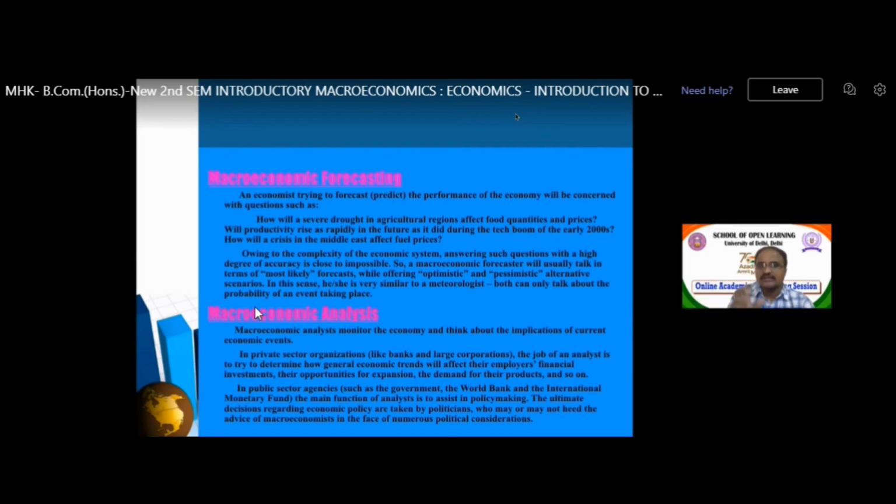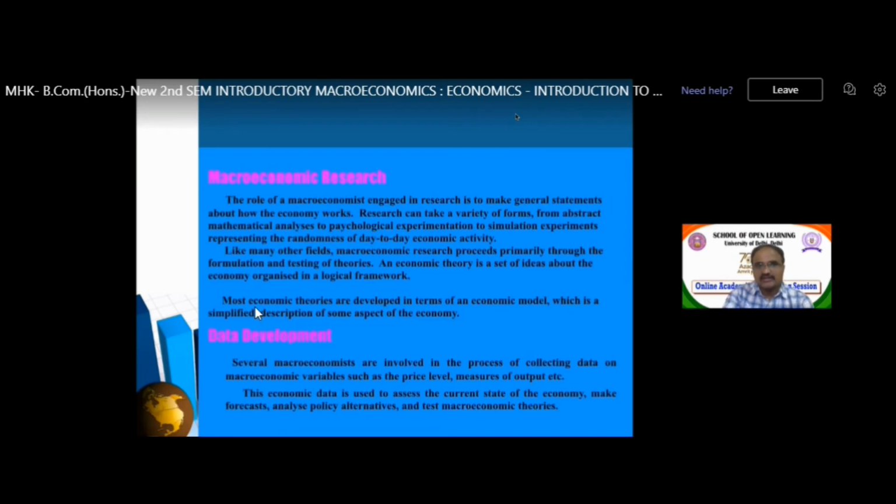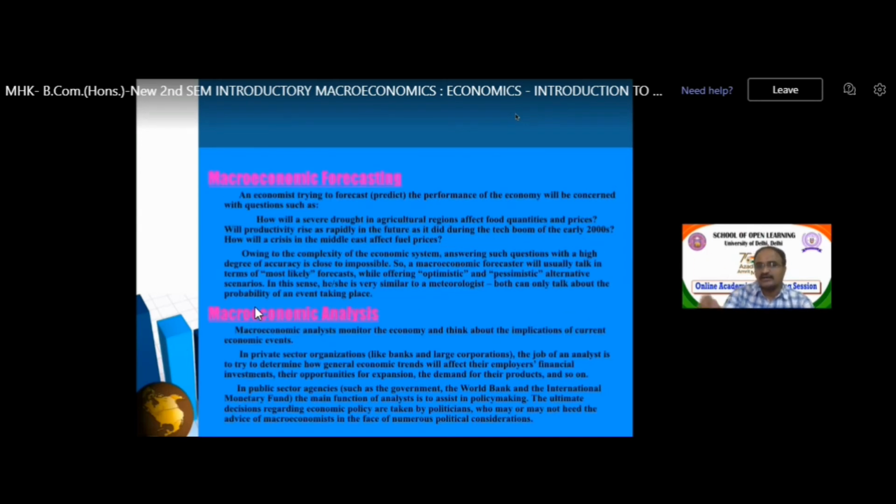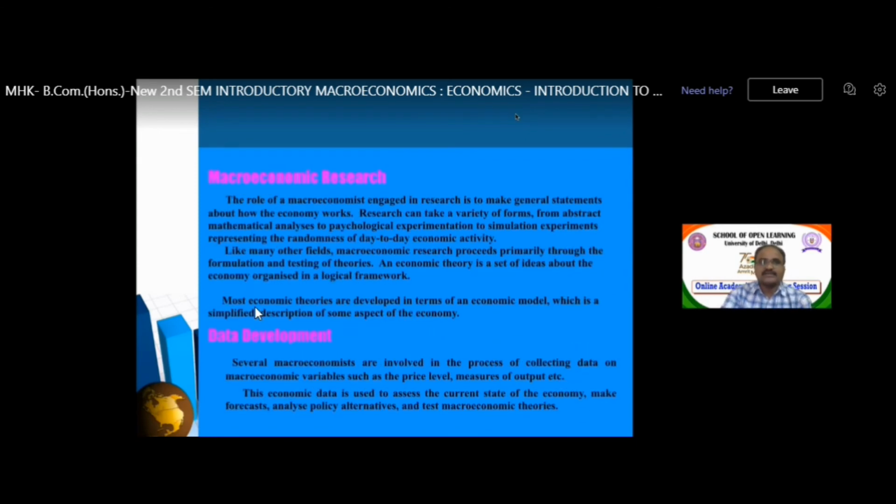You can analyze in terms of the quantitative data. The data, you can collect it, and you can analyze the things which are taking place. Next, another point is macroeconomic research. The macroeconomist has another basic role to play: engaging in research. Research means search for new things, search for new knowledge, search for new discoveries, you can say.